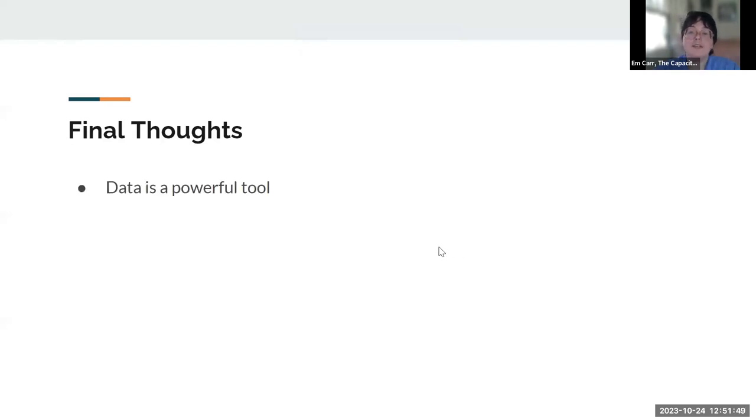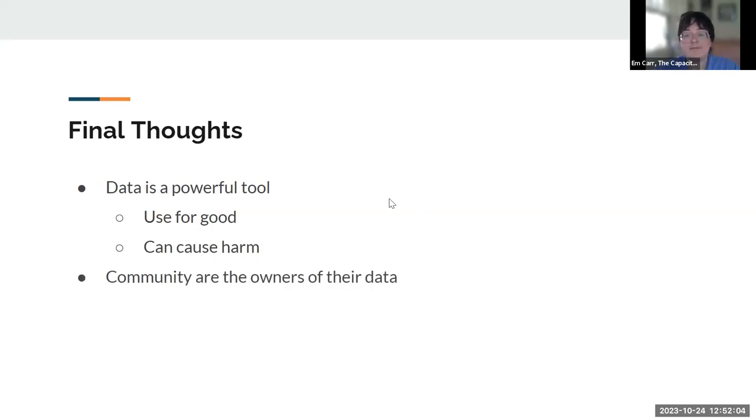But it's important to know that data is a powerful tool. It can be used for good. It can definitely cause harm. And so it's worth being intentional about it and thinking critically about how your organization is using data and collecting data. Community members are the owners of their data. They should have informed consent when they're sharing it with you. They should be able to revoke that consent at any time. They should be able to have data shared back with them, the impacts of your program. We don't want to just be sharing data up to boards and to funders. We want to be sharing it back with the people who are accessing our services because they're invested too.